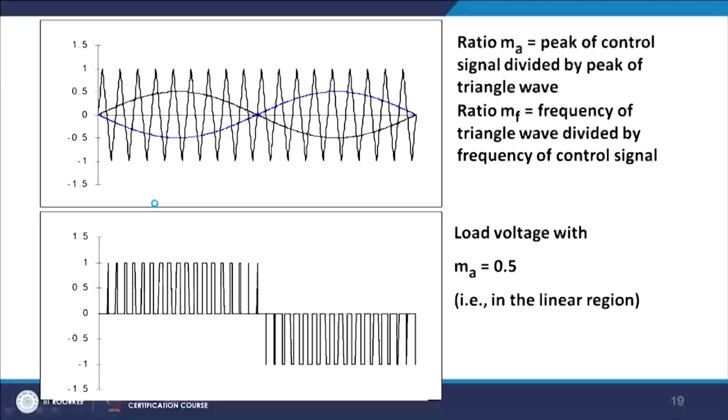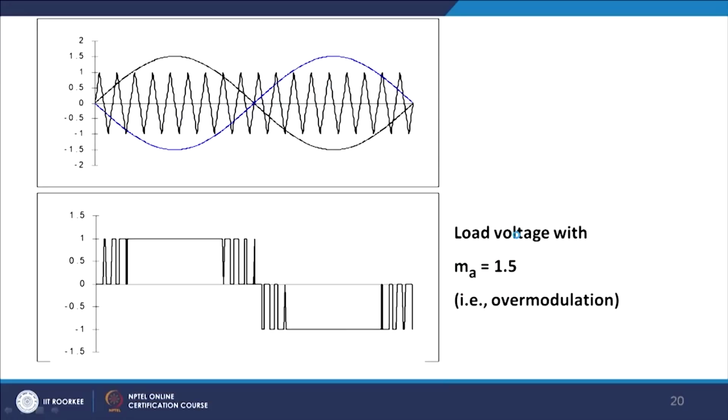So, you require a very small inductor or low pass filter to eliminate these high frequency ripples. This is the PWM waveform that will be generated, and I am assuming the value of MA as 0.5, which means it is in the linear region.